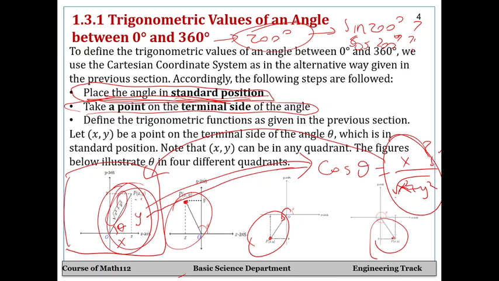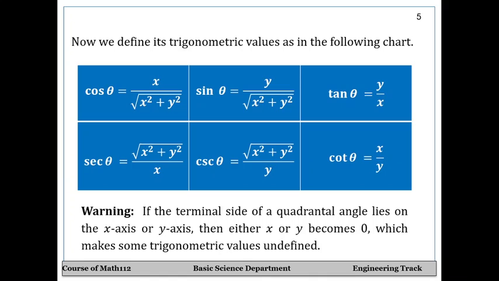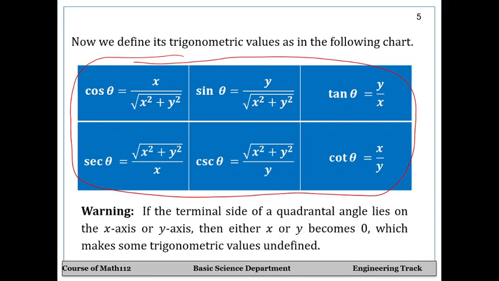But the formulas are coming from the first quadrant. You can use the first quadrant to derive the formulas. To get the formulas, then you can substitute x and y. They might be negative or positive depending on the quadrant. Okay, I'm talking about these formulas here. So we can use these formulas to get the trigonometric values of any angle.